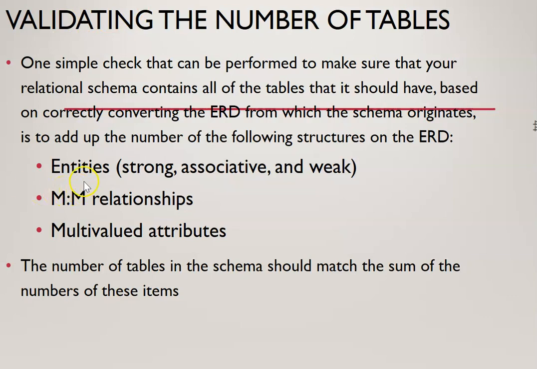You're going to count all the entities, that is the strong entities that you have, the associative entities, and the weak entities that you have in your original ER. You count those ones. And then you count the many-to-many relationships that you have in your original ER. And then also you count the multi-valued attributes that you have in your original ER. The sum of these should be equal to the schemas that you have created in your logical design.